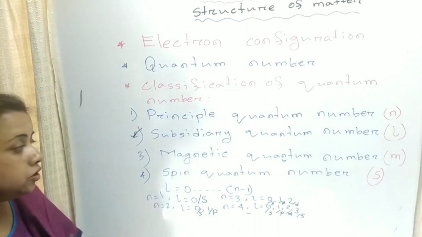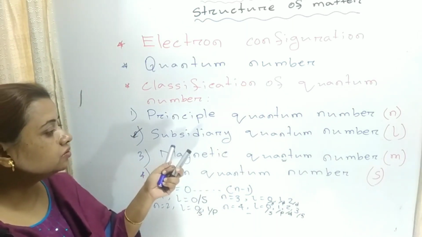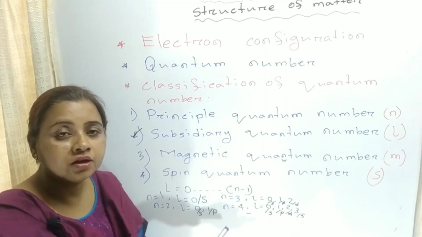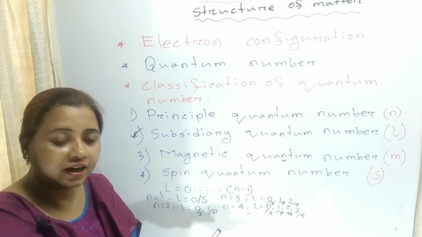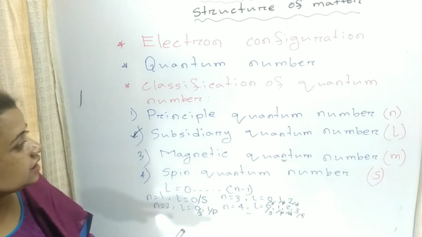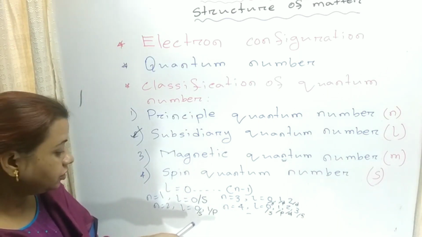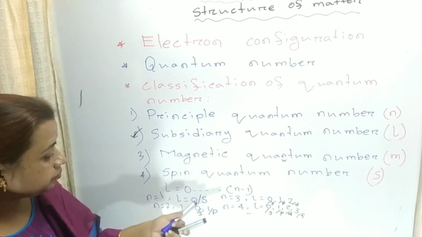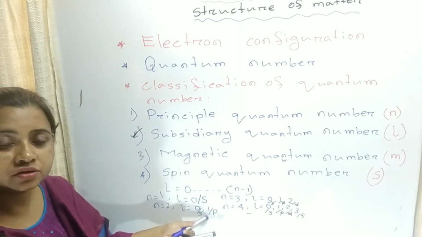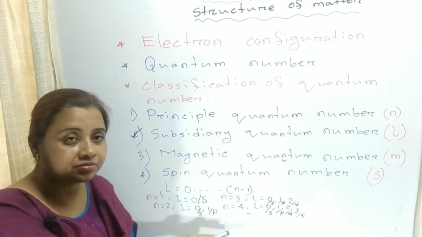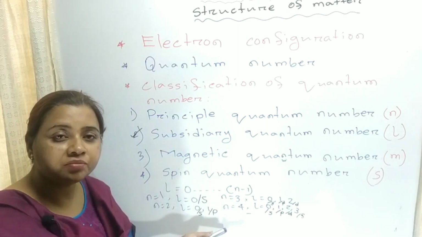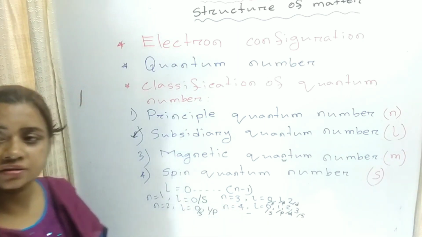So, through subsidiary quantum number we get the idea of subshells, and we can understand the shape of the orbit also, as we get different subshells here. So, by seeing the subshell we can understand the shape of the orbit.